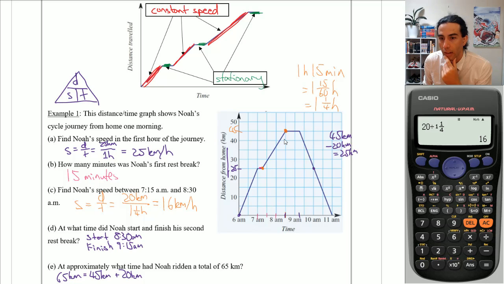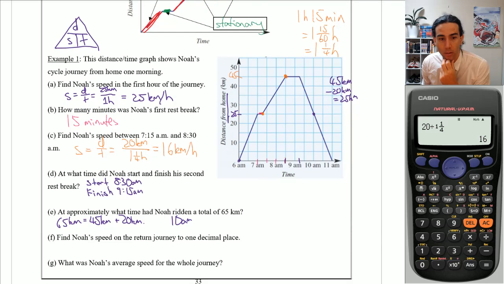That, and that's at 10 a.m. At approximately 10 a.m., Noah had done 65 Ks. I'm impressed. 65 Ks. And we got F and G. Noah's speed on the return journey. So just on the return journey, go this light blue here.